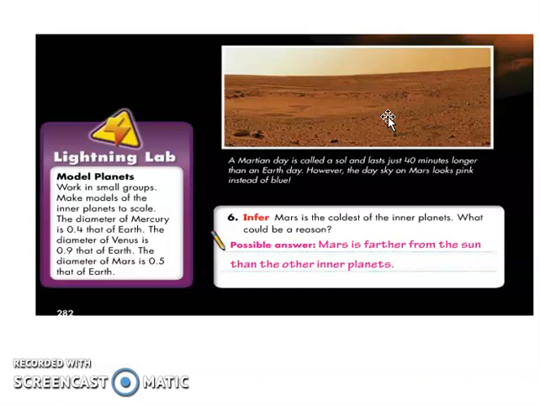So question number 6, Mars is the coldest of the inner planets. That is the coldest planet. What could be the reason? Possible answer, Mars is farther from the sun. At the same time, that is the last inner planet.